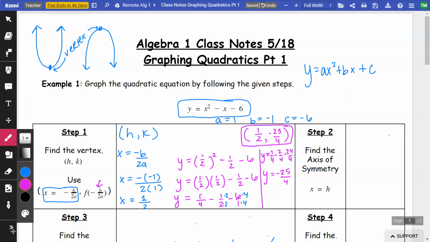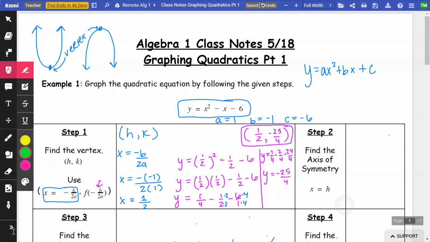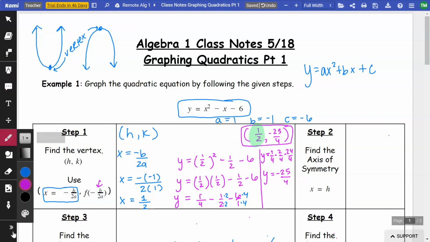Now what about our axis of symmetry? Our axis of symmetry is just always equal to whatever the x value of our vertex was. So if I know that the x value of my vertex is 1/2, then I know that my axis of symmetry, my AOS, is just x equals that value, 1/2.